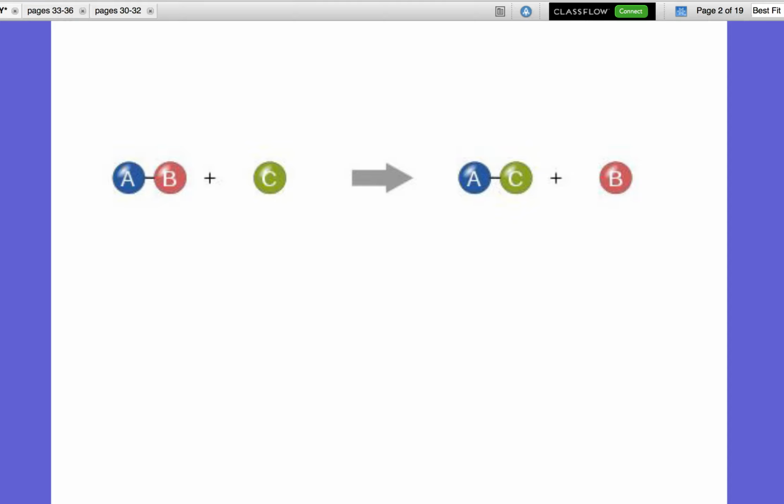If you remember, AB plus C yields, produces, reacts to form AC plus B. What type of reaction is that? Well, yes, it's a single replacement reaction.